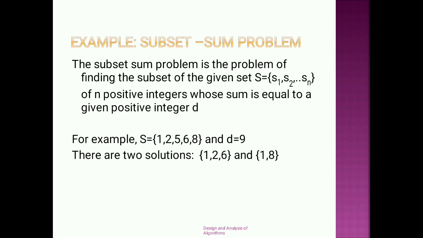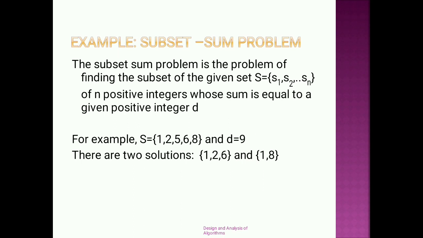So, two inputs are given, one is the set S and also d. We have to find all the solutions using the backtracking method. Now, how do we solve this problem? As you know, if you're using the backtracking method, then you have to construct the state space tree.